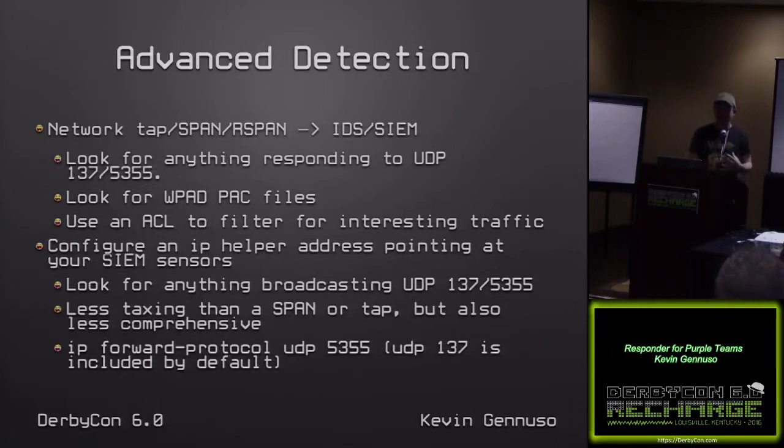So by default on a Cisco environment, you can say IP helper, and it will automatically forward UDP 137, which is NetBIOS name service. If you just add this line at the bottom, the IP forward protocol UDP 5355, that will also get your LLMNR heading towards whatever IP helper you configure. So then if you have a sensor listening as an IP helper, you'll actually see these broadcasts come across and say, wait a second, why are you doing that? I told you not to do that.